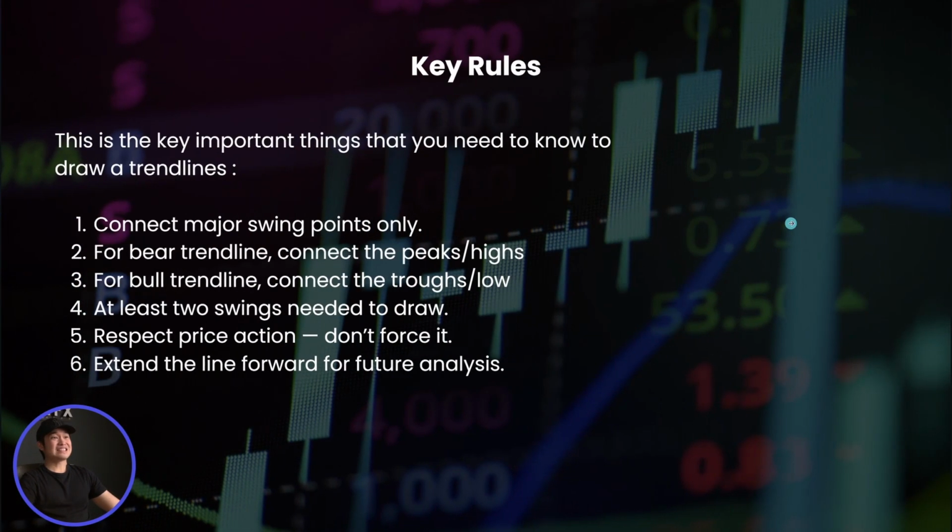Next slide is key rules. These are the key important things that you need to know to draw a trend line. The first one: connect the major swing points only. If you are looking at the chart, there is likely the potential of minor movement or small reactions in the primary trend or in the secondary trend.